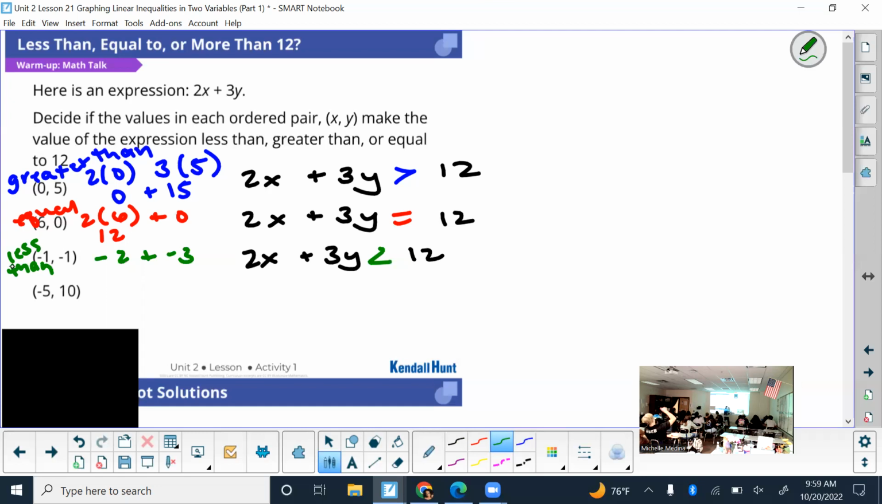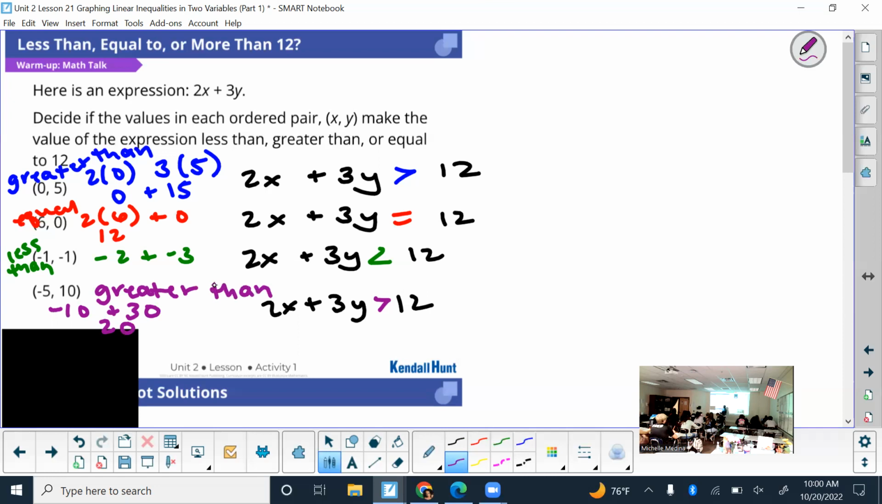All right, thumb up when you have an answer. Okay, Peyton. All right, so let's see. So what did you get for when you plugged it in? So 2 times -5 is -10, 3 times 10 is 30. Combine that, we get +20. Is 20 greater than 12? Yeah. So then yes, that is greater than.